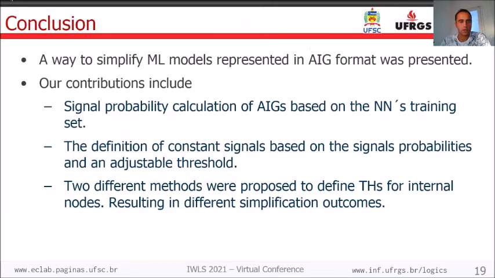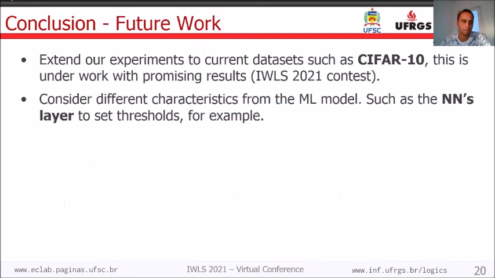As final remarks, we proposed a way to simplify machine learning models that are represented in AIG format, and our contributions include signal probability calculation of AIGs based on a training set, and the definition of constant signals based on the signal probabilities with an adjustable threshold. We also presented two different methods to define thresholds for internal nodes, resulting in different simplification outcomes.